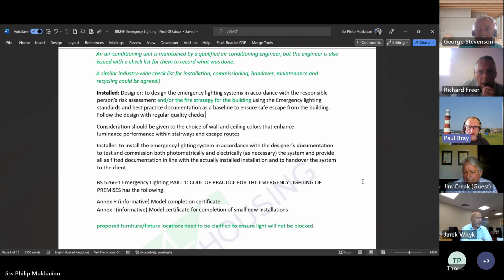Jim, I'd just like to interrupt. I'm a risk assessor as well as a consultant, but I would never define or design an emergency escape lighting system for a building. I would be saying an emergency escape lighting system needs to be installed in accordance with BS 5266 standard. That's what I would be quoting.